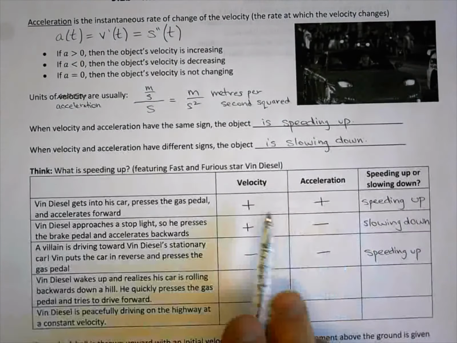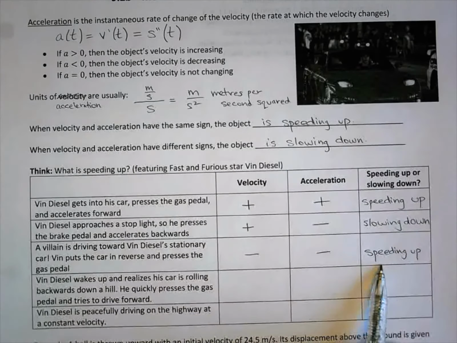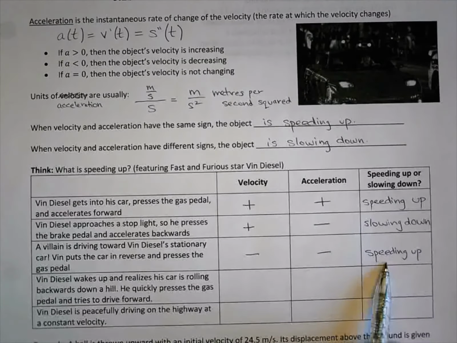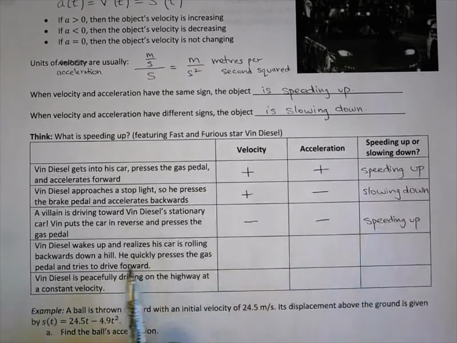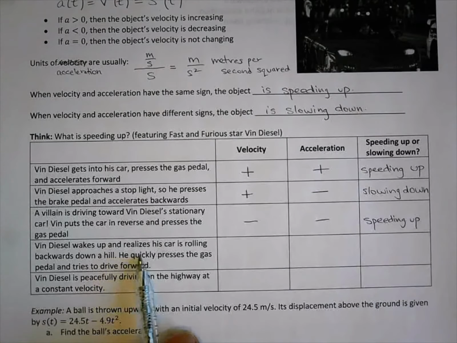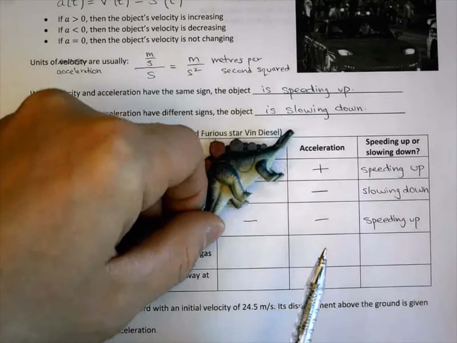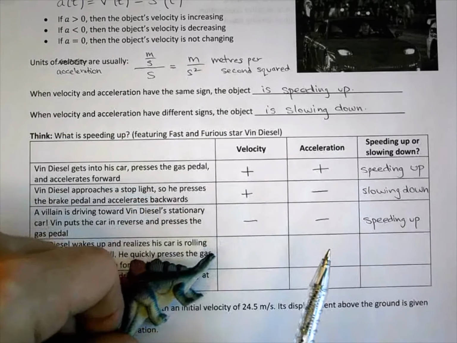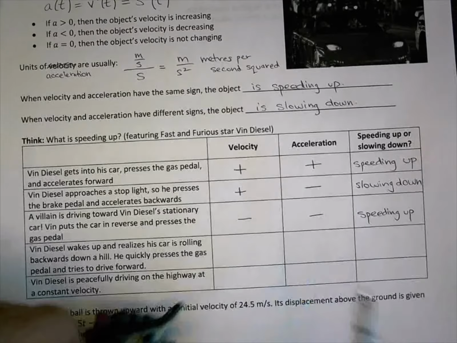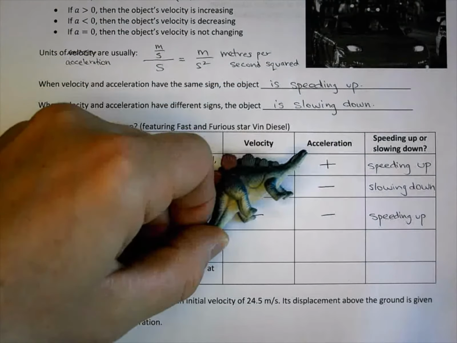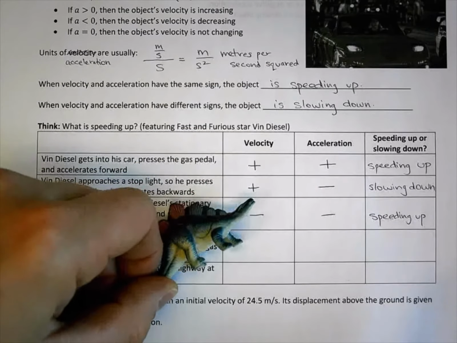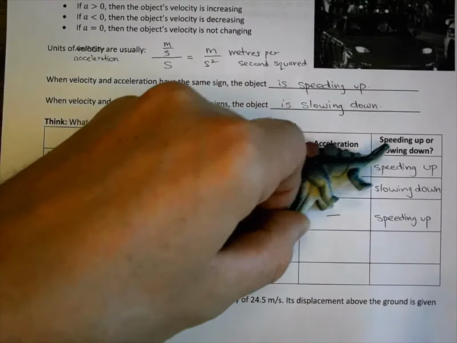So these are different because here he's speeding up in the positive direction, here he's speeding up in the negative direction. Then there is this fourth case. Vin Diesel wakes up and realizes his car is rolling backwards down a hill. So he's going like this. He quickly presses the gas to try to drive forward. So as he's going back down the hill, he puts on the gas, he slows down, he stops, and then he starts moving forward.